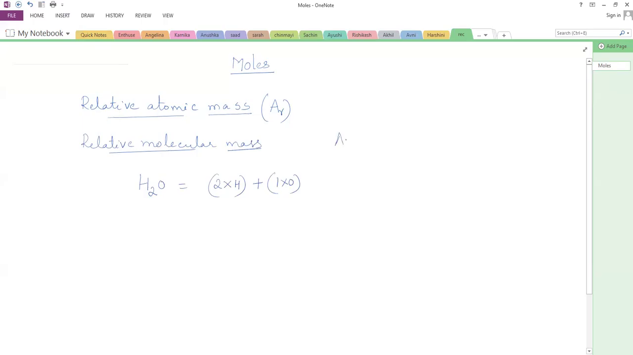The relative atomic mass of hydrogen from your periodic table, represented by Ar, H is 1. This is a rounded-off 1 actually. And oxygen is 16. So there are two hydrogens: 2 into the relative atomic mass of hydrogen and 1 into the relative atomic mass of oxygen, which is 16. So 2 plus 16 is nothing but 18. This is the relative molecular mass of water. Simply, if you add the relative atomic masses of all the atoms present in it, of different elements, then we are going to get the relative molecular mass, as simple as that.